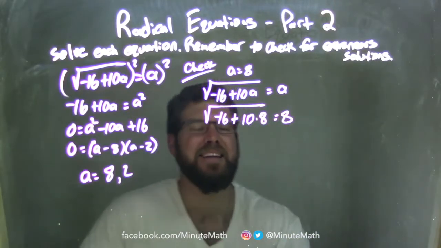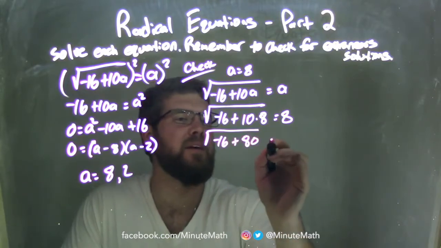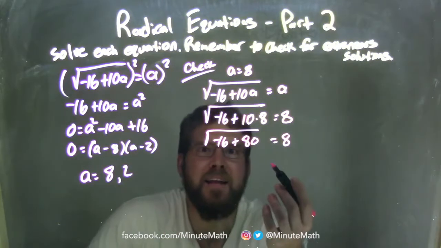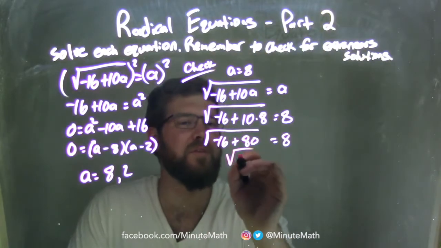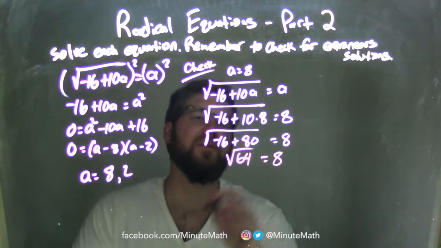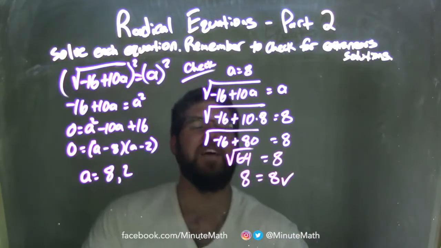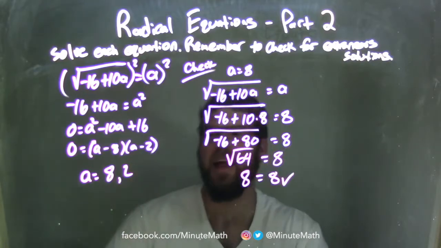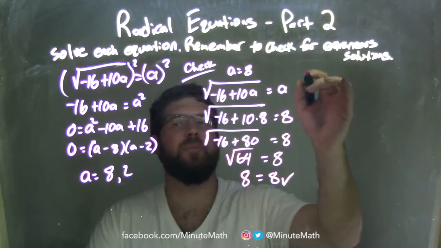10 times 8 is 80, so we have negative 16 plus 80 equals 8. And what's 80 minus 16? That's going to give us 64. So we have square root of 64 here equals 8. Square root of 64 is just 8. And so 8 equals 8. Fantastic. That's a true statement, making A equals 8 true, not extraneous. But we have two parts. Let's check both of them.